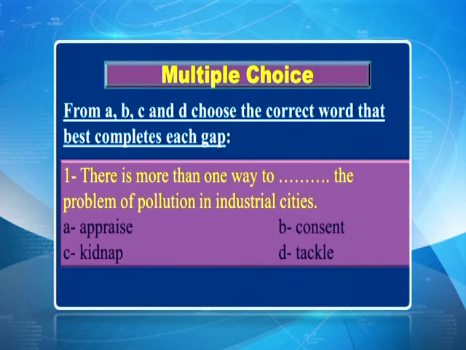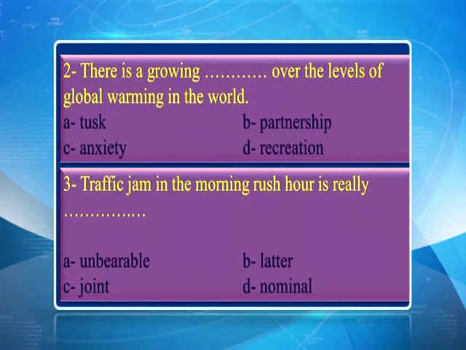Let's read it together. There is more than one way to the problem of pollution in industrial cities. We have four choices. Let's read them. Appraise, consent, kidnap, and tackle. What do you think? Correct. It is tackle. There is more than one way to tackle the problem of pollution in industrial cities.